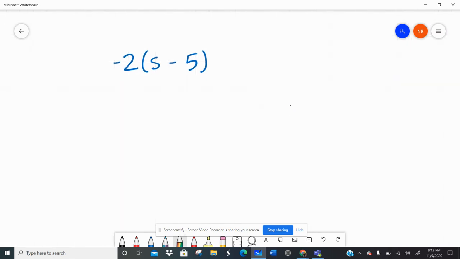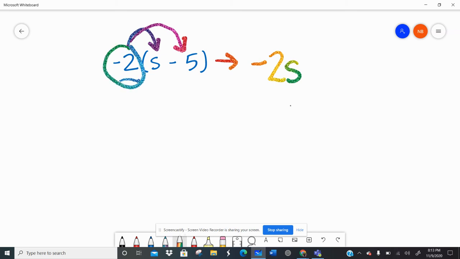Last one. Let's do this: negative 2 times the quantity s minus 5. So let's distribute, right? We're handing it out. Negative 2 times s is negative 2s, and a negative 2, and we're going to read this as a negative 5, is a positive 10.